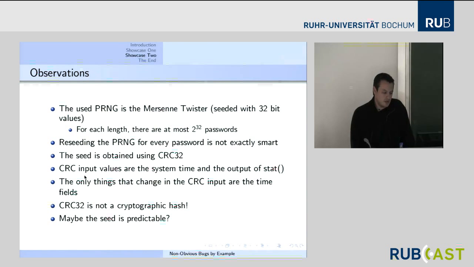This is interesting because the input of CRC32 is kind of static. The only thing that really changes there are time fields, because they used microtime and the output of stat. And stat returns file modification times and stuff, and microtime obviously returns time stamps. But CRC32 is not really a cryptographic function, so maybe we can find some way to predict the seed.